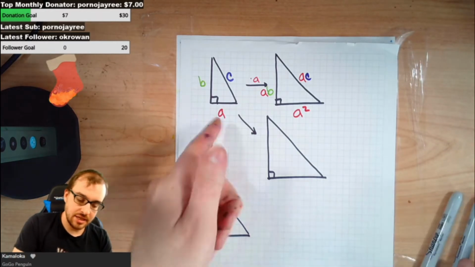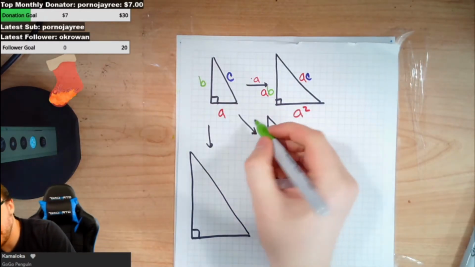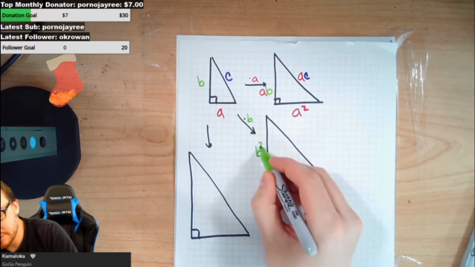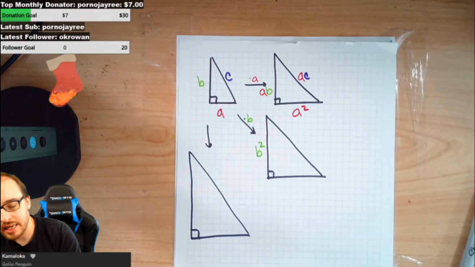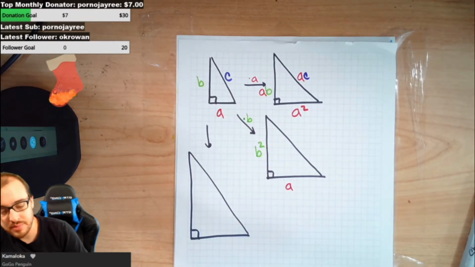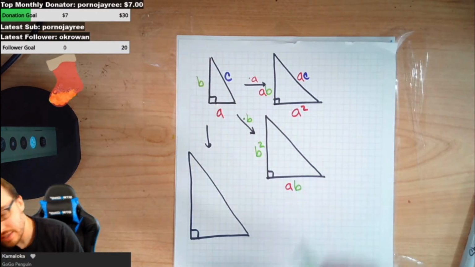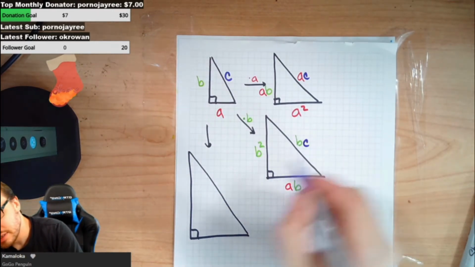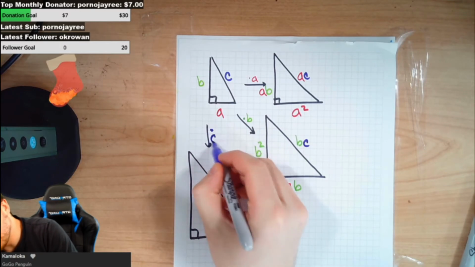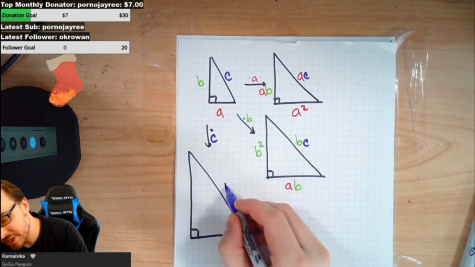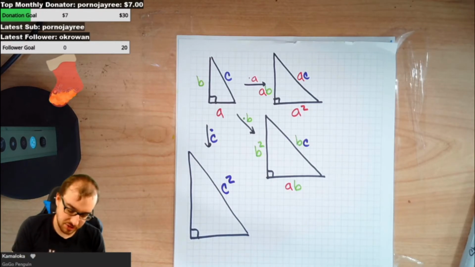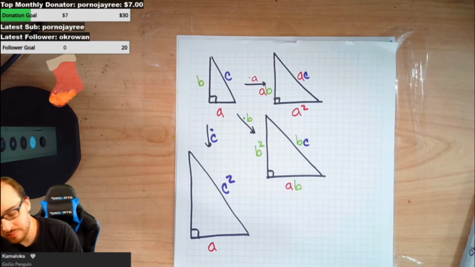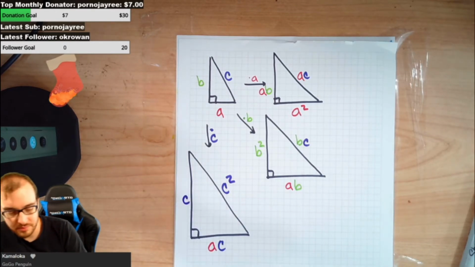If we apply that same thing here, instead of multiplying everything by A, we're going to multiply everything by B. So B times B is going to get us B squared, and A times B is going to get us AB, and B times C is going to get BC. Lastly, following this pattern, we're going to multiply everything by C. This side is going to become C squared, because anything times itself is the square, and A times C is going to be AC, and B times C is going to be BC.